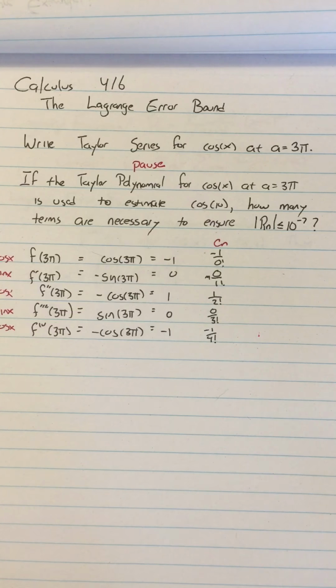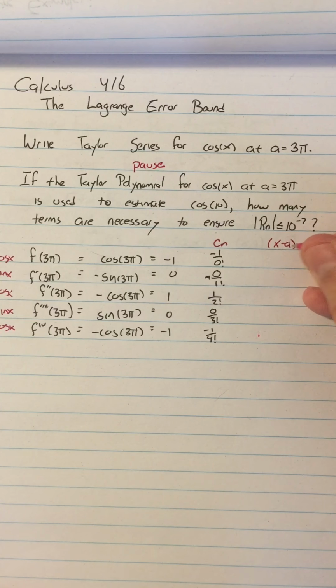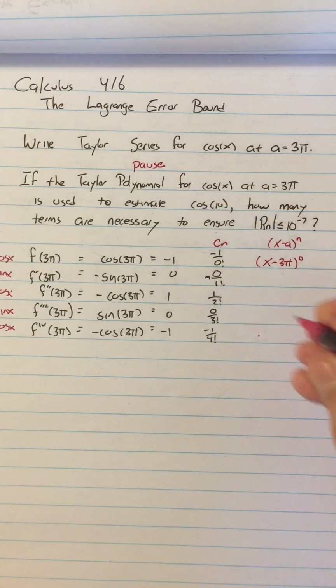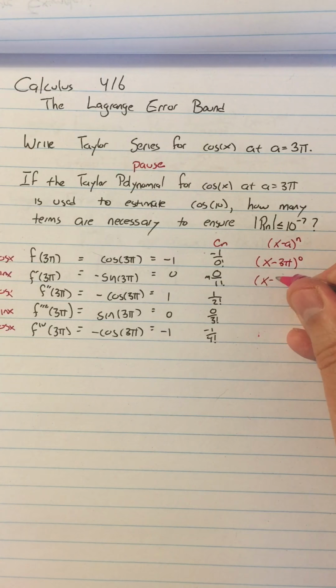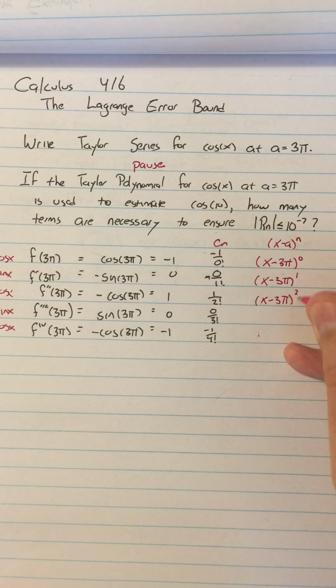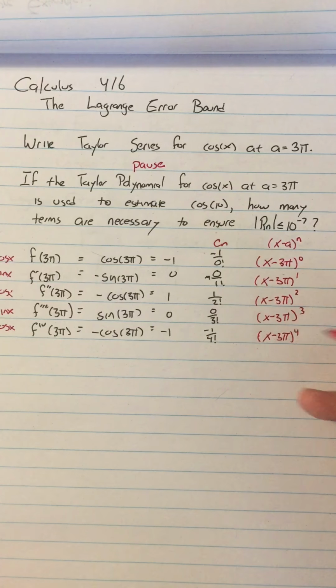Then I want to remember that what these take as a term is x minus a to the nth power. Remembering that the a is 3 pi, this one's going to be x minus 3 pi to the 0 power. Remember, we started with n equals 0 here. Then x minus 3 pi to the first power, x minus 3 pi to the second power, x minus 3 pi to the third power, and x minus 3 pi to the fourth power.